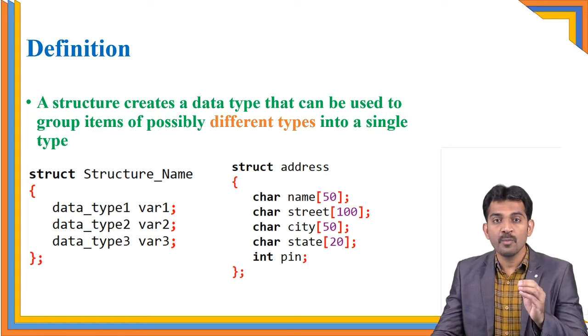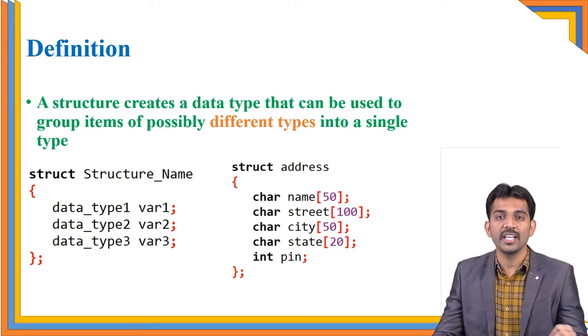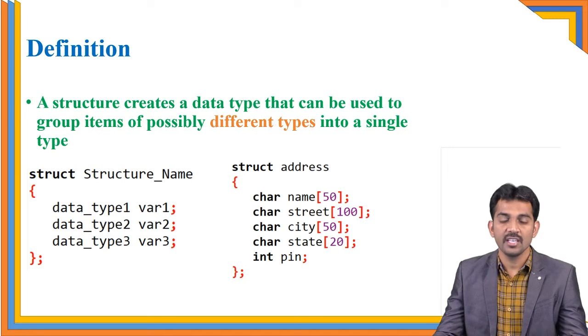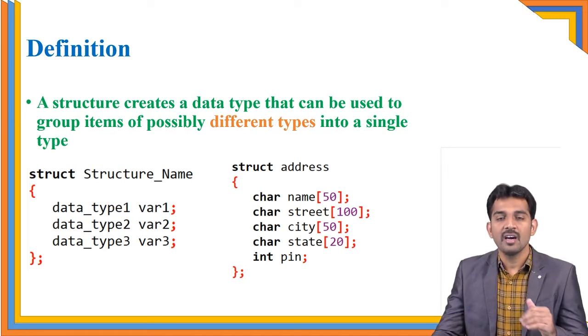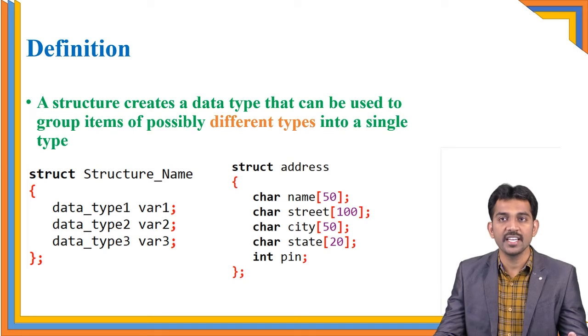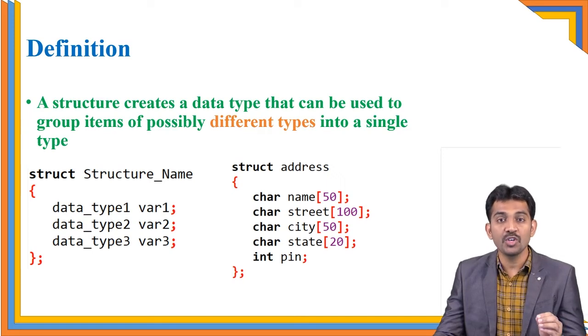But if you want to store one person's details, a person has a weight, name, and address, all of which are different data types, right? In those situations, structures will work. The definition of the structure: a structure creates a data type that can be used to group items of different types. If you are going to work with different types, then you can opt for structure, right?